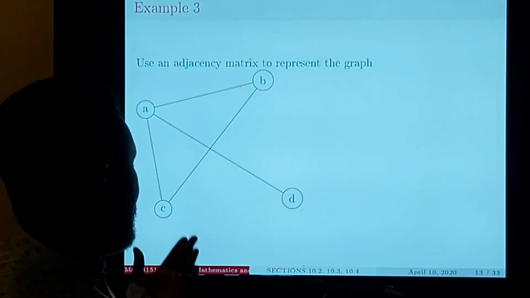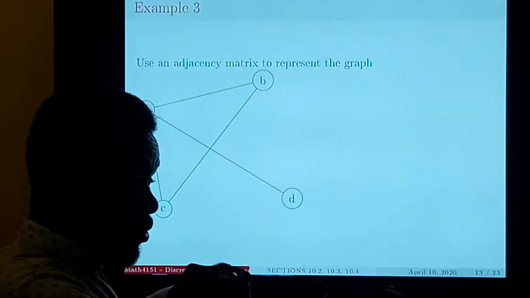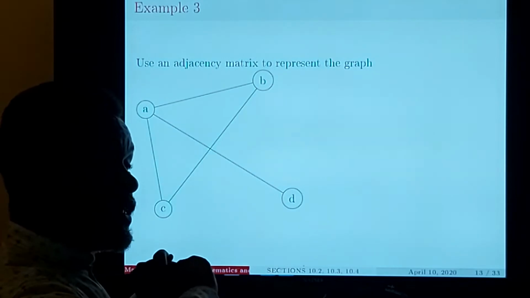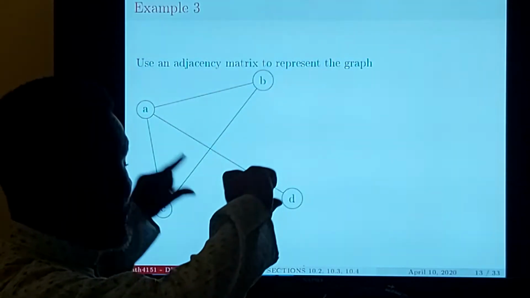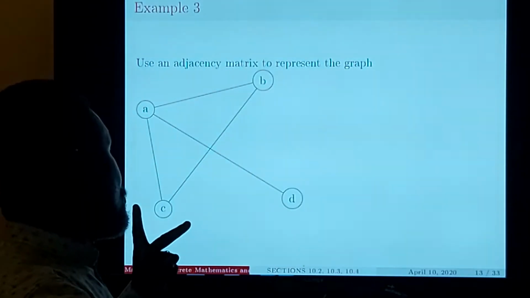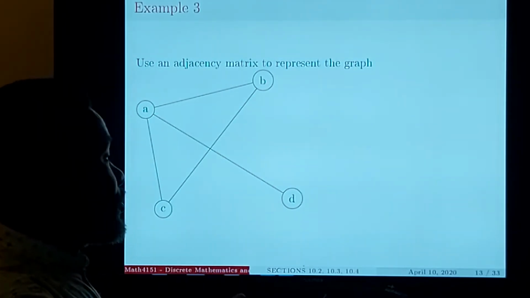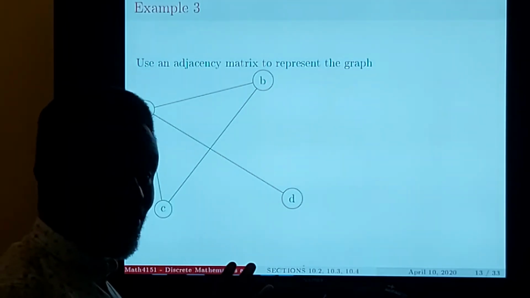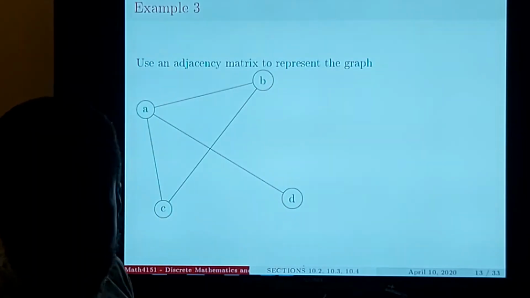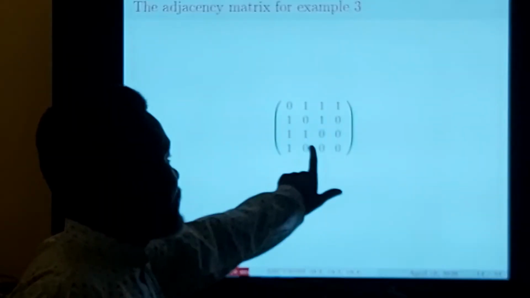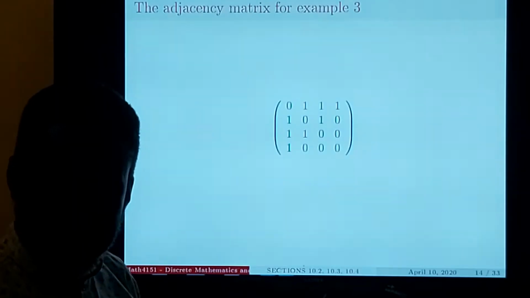Next, let's just look at the last one. D, the last row, will have D. Is D adjacent to A? Yes, so you have 1. Is D adjacent to B? No, you have 0. Is D adjacent to C? No, you have 0. Is D adjacent to D? No, you have 0. So you just have 1 and 3 zeros. And that's it.